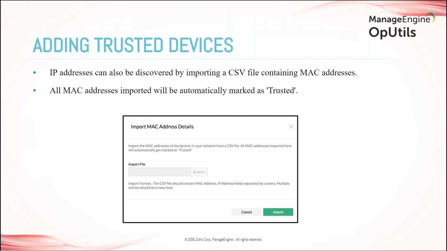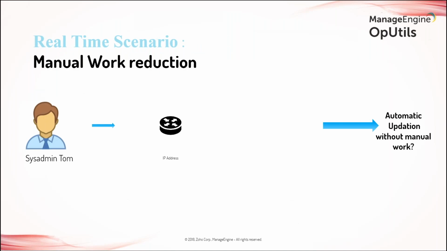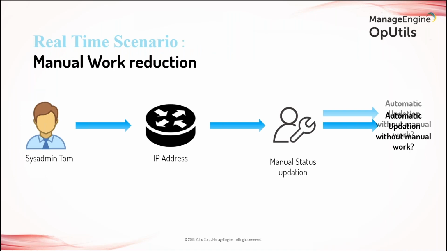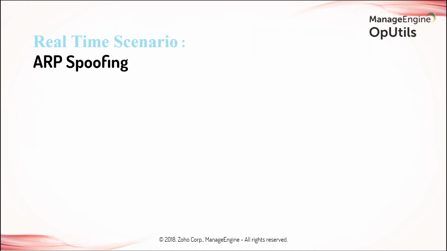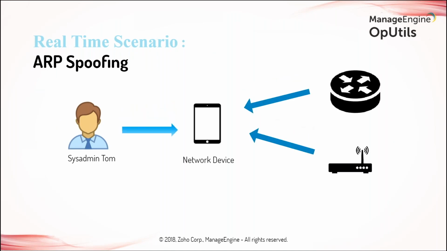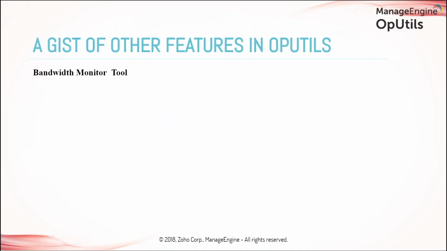So in the real-time scenario, as I said, if there is a new device connected to an interface and that is causing a network outage, or some attack is happening, or ARP spoofing, OpUtils identifies a device which is using the same IP address, two devices. Then you can go and check, and if you think the device is using the same IP address which is being used by another device, you can simply block that device. And these are the three major features.